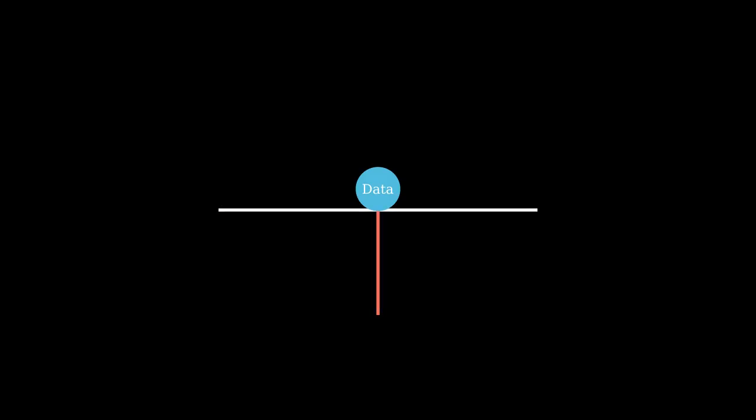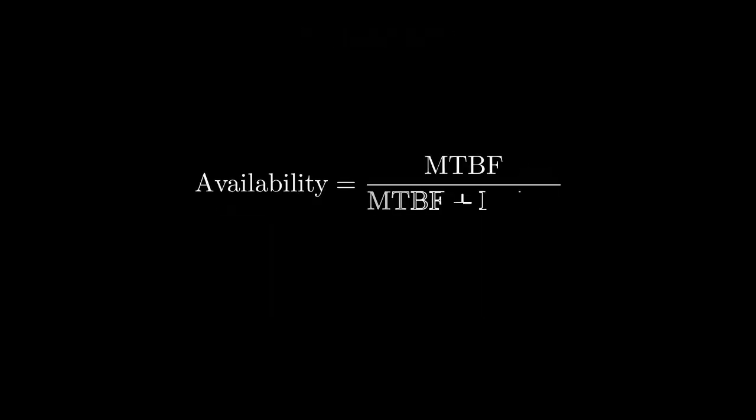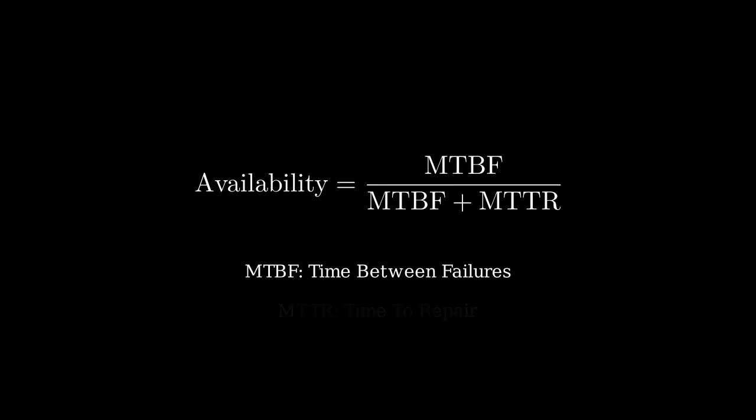But what happens if you add redundancy? By adding extra pillars to support your bridge, you ensure that if one fails, your data keeps moving safely across the others. To measure this, engineers use an availability formula. It compares the mean time between failures, or how long things run smoothly, against the mean time to repair, or how quickly you can get a system back up.